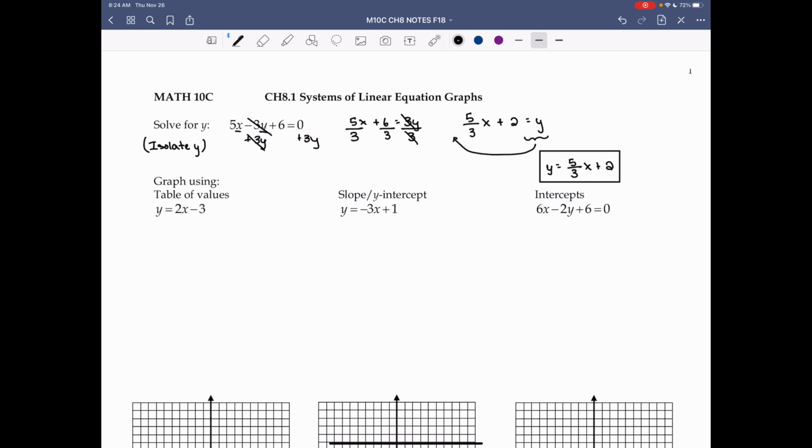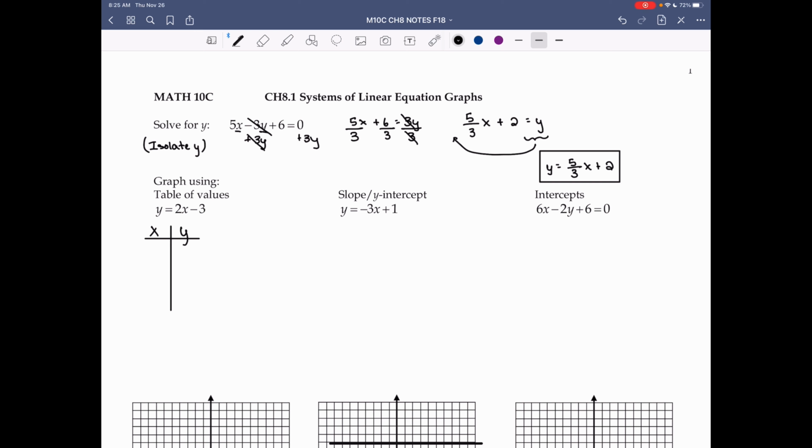Graph using a table of values y equals 2x plus 3. So table of values. How do we make a table of values? Well, we make a table first. We have x values and y values. X is always first, and then y, just like the alphabet. Then we pick some values for x. I usually try to pick 1 or 2 negatives, 0, and then 1 or 2 positives.